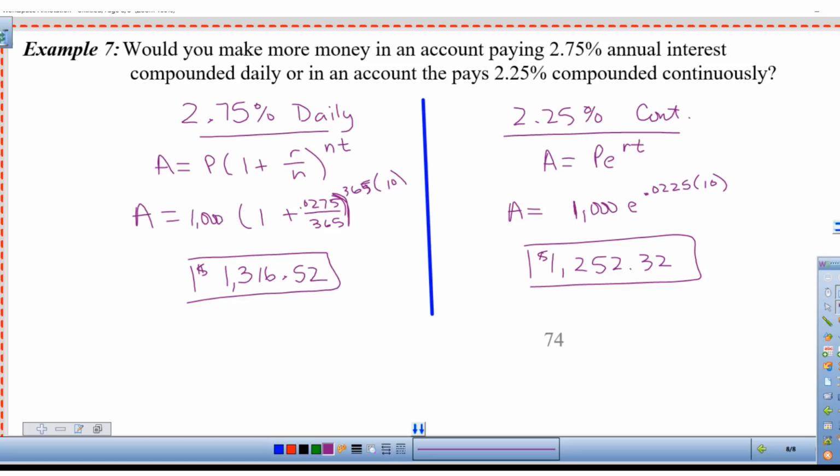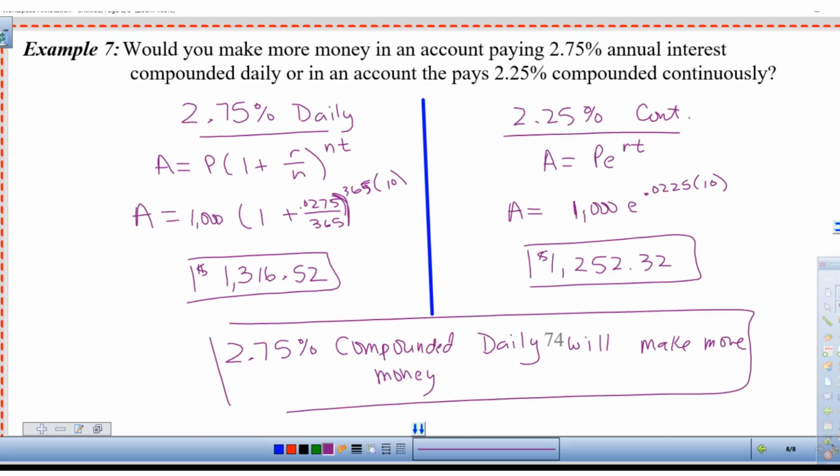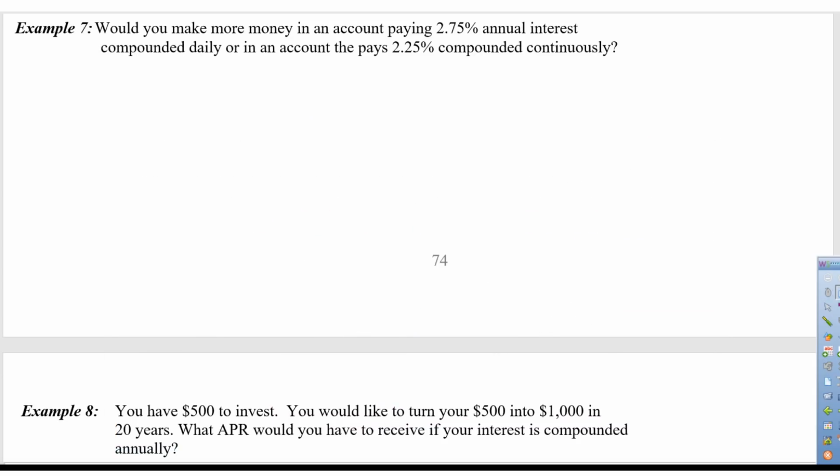What's the answer to the question? The one on the left, right? So I'm going to say 2.75% compounded daily will make more money. So you can't just box it and feel like you really reported your answer. You've got to say which one it actually was. Okay? All right, let's keep going.